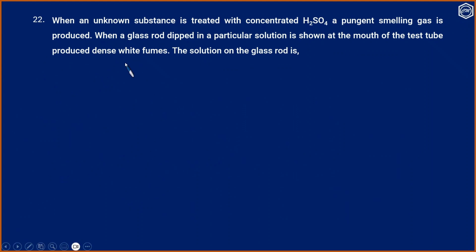Question number 22. When an unknown substance is treated with concentrated sulfuric acid, a pungent smelling gas is produced. When a glass rod dipped in a particular solution is shown at the mouth of the test tube, it produced dense white fumes. The solution on the glass rod is 1. Sodium hydroxide, ammonium hydroxide, sodium chloride, and 4 ammonium chloride. The dense white fumes is due to ammonium chloride. So the answer should be the second option.